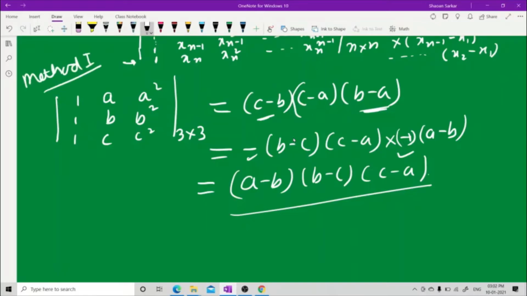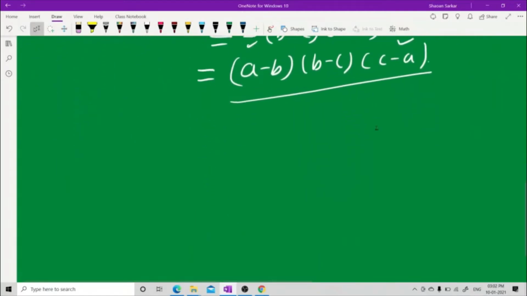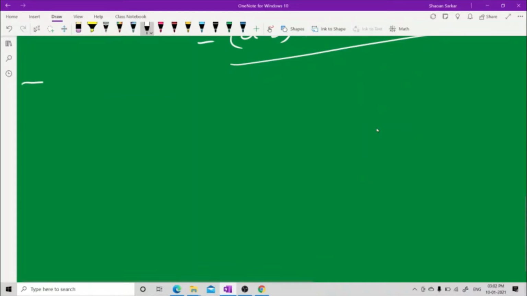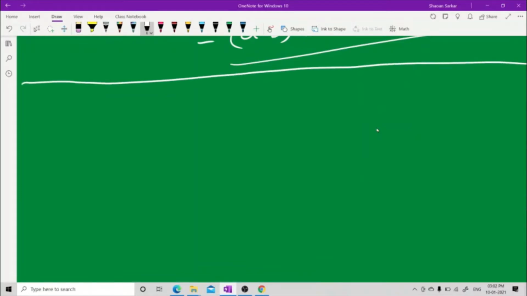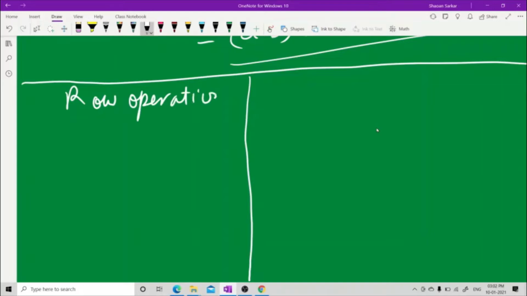Now we will use row operations. Before that, I'll tell you some row operations. Now we will talk about row and column operations. First, I'll tell you the row operations, which are very, very important. Row operations and column operations.